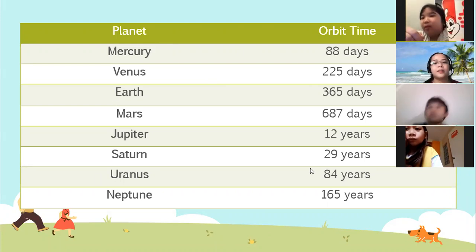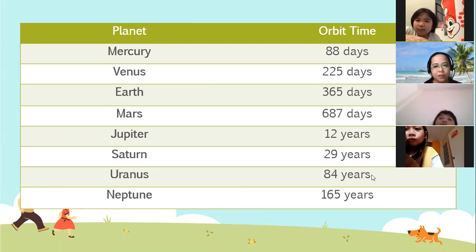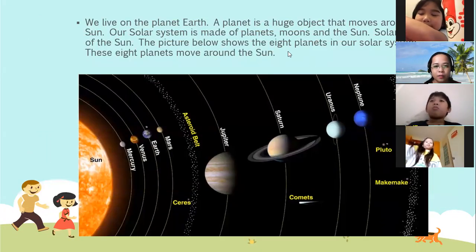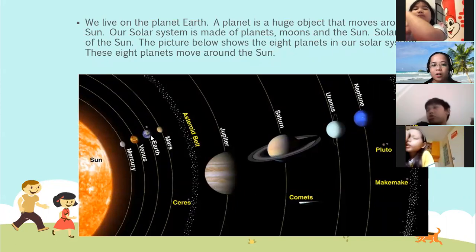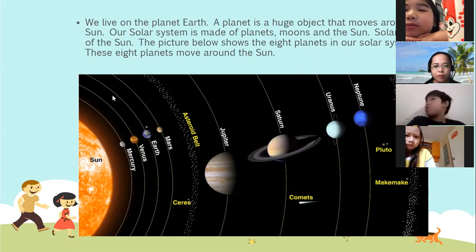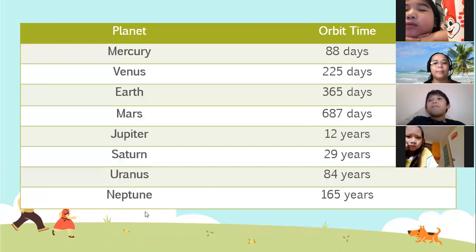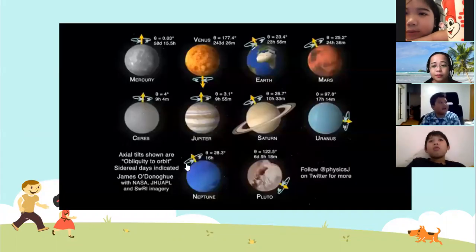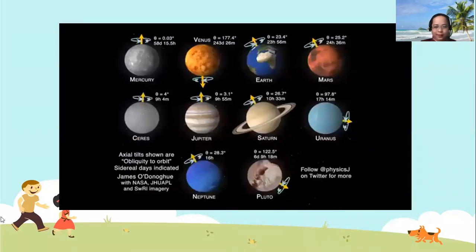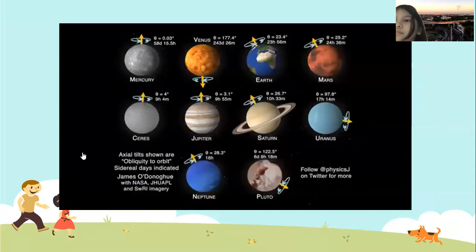Can you imagine? And Mars is so long. Jupiter, Uranus, and Neptune. The longest one is Neptune, at 165 years. It's because Neptune is so far from the sun. It has a very long orbit to follow. The farther you are from the sun, the longer it will take for you to make one full turn around the sun. That's so long. Earth takes a long time because it's not close to the sun like Mercury.